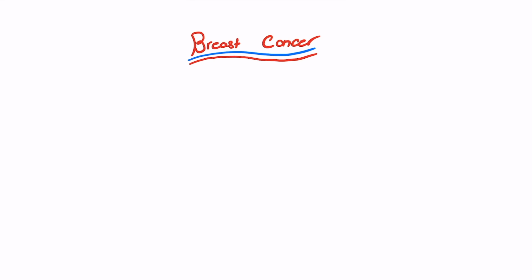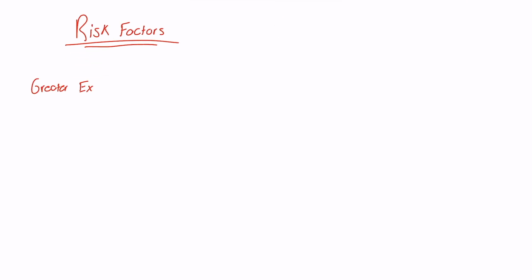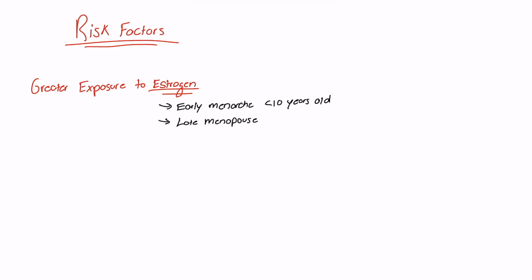First, let's talk about the type of patients that get breast cancer. What are the risk factors? Things that cause greater exposure to estrogen. For example, patients that have had early menarche, let's say less than 10 years old, late menopause after 55 years old, nulliparity, and hormone replacement therapy.